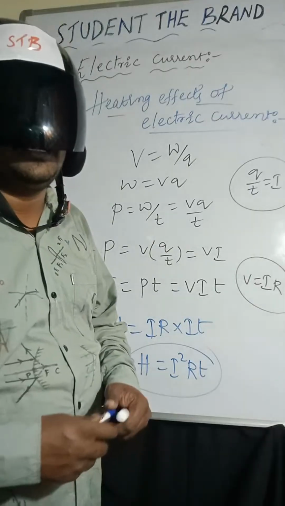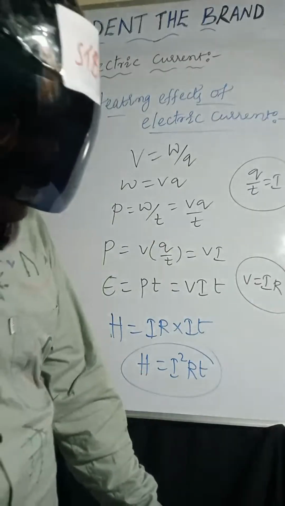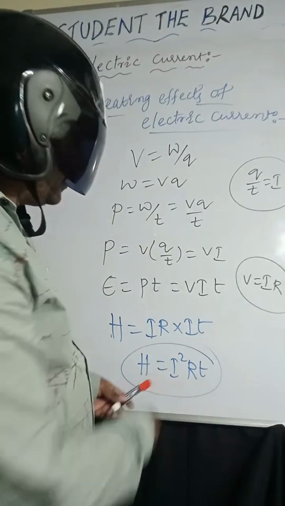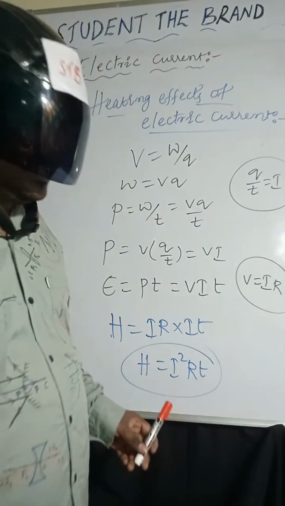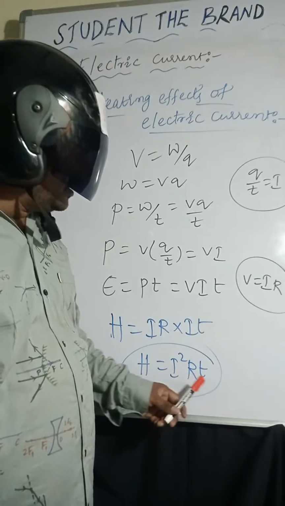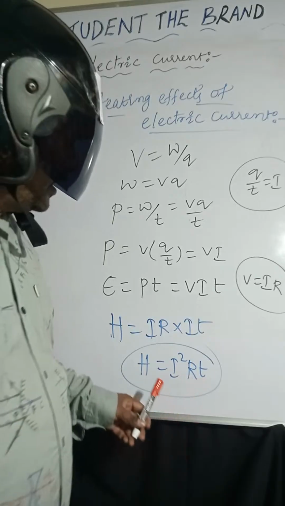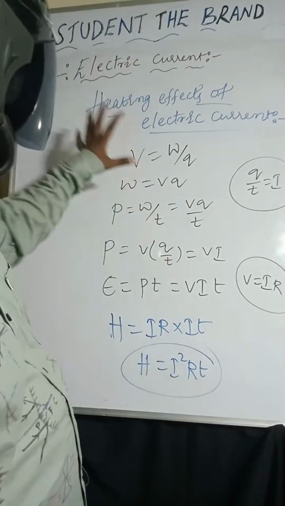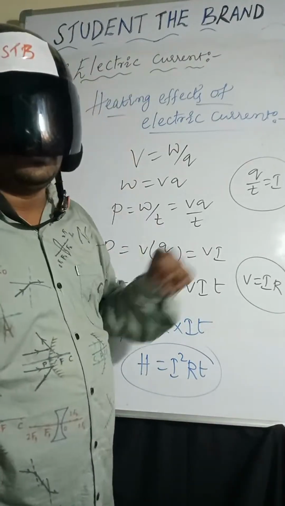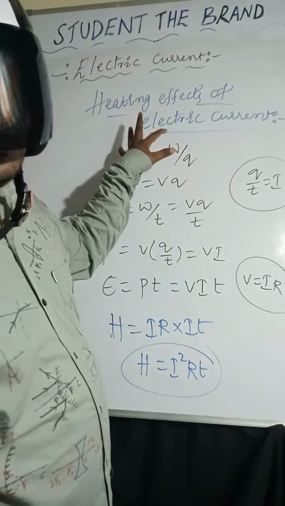Heat produced in the conductor is directly proportional to the square of current. Heat produced in the conductor is directly proportional to resistance. Heat produced in the conductor is directly proportional to time. So this is about the heating effect of electric current.